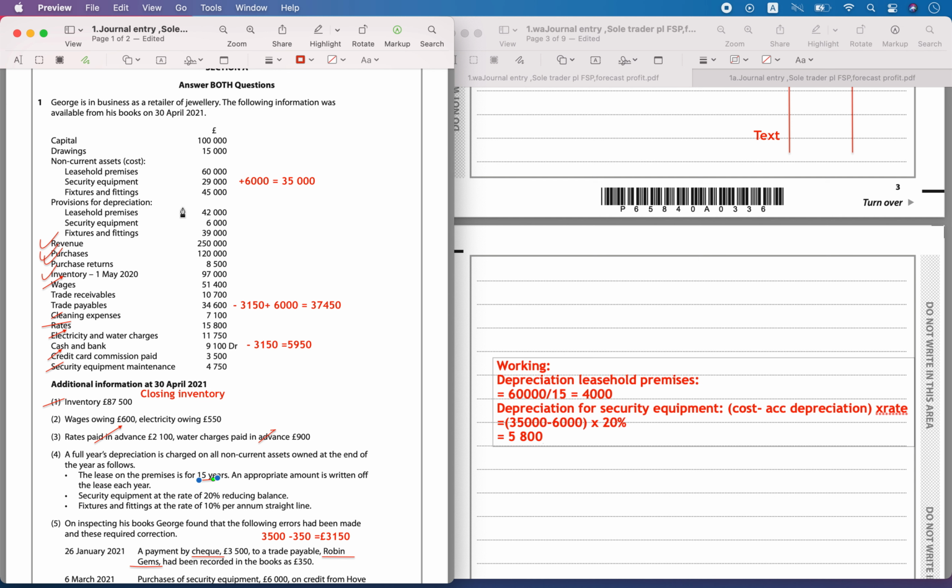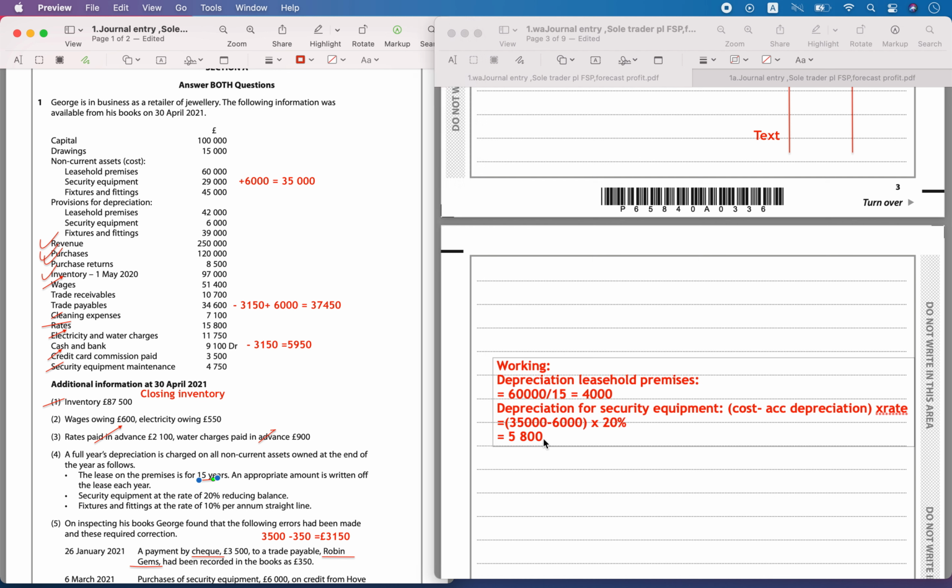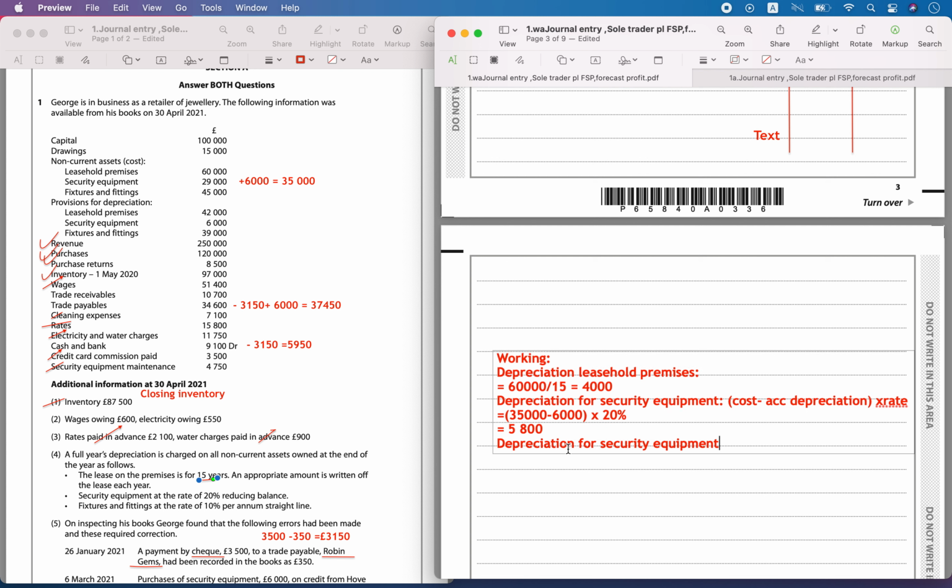And then you have fixtures and fittings. It was 45,000 and the provision was 39,000. Here they are depreciated at the rate of 10% per annum using the straight line method. So let's calculate the depreciation cost for the fixtures and fittings.